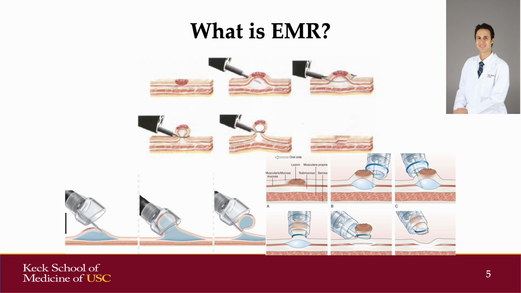EMR can be performed by several different techniques. The typical technique used in the colon involves injection of submucosal fluid underneath the lesion to elevate the lesion, and then removal of the lesion using a snare loop and cautery. There are different variations of this technique as well, such as underwater EMR or cold EMR. In the upper GI tract, other techniques can also be used, such as cap and snare EMR or band ligation EMR.